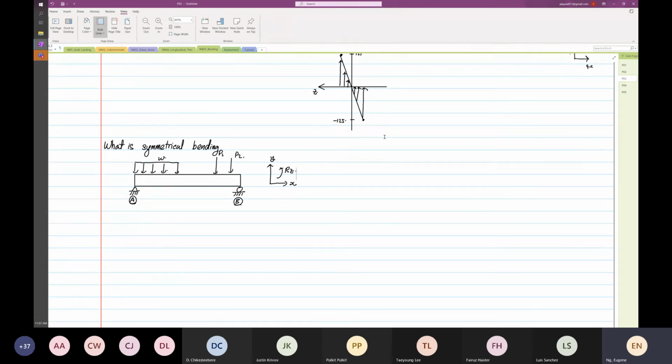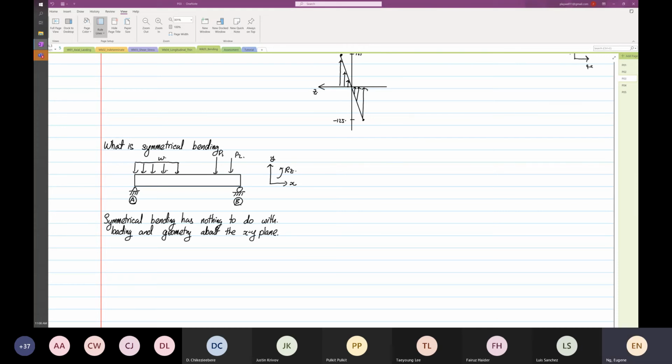Symmetrical bending has nothing to do with loading and geometry about the XY plane.